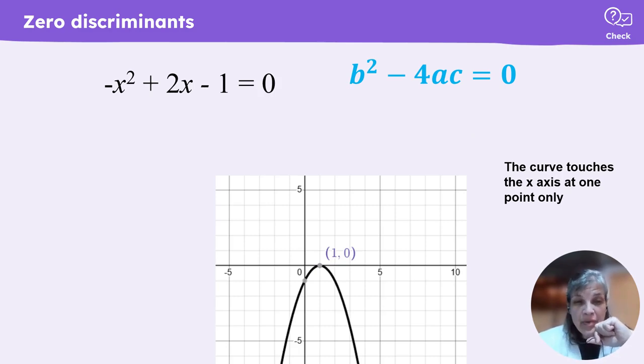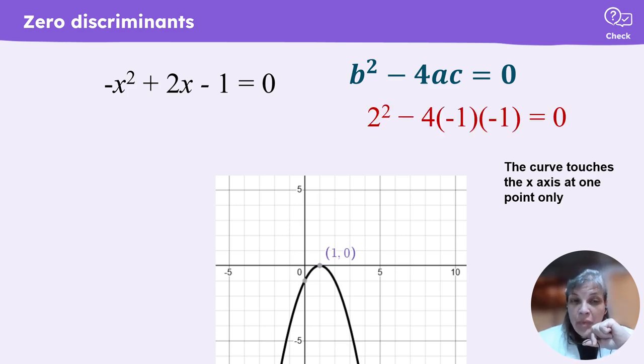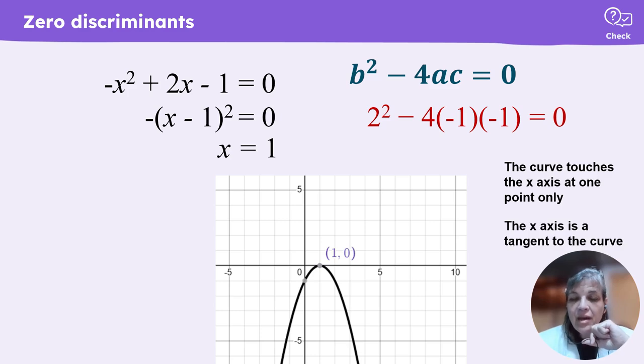Here is another example, just to see it in the negative form. Again, if you notice, it only touches the x-axis at one point. That point this time is the point 1, 0. And if we would factorize this, we would end up seeing it's a perfect square. And the perfect square tells us that x is 1. And that is the point that we see the curve touching the x-axis. Again, the x-axis is a tangent to the curve at this point.